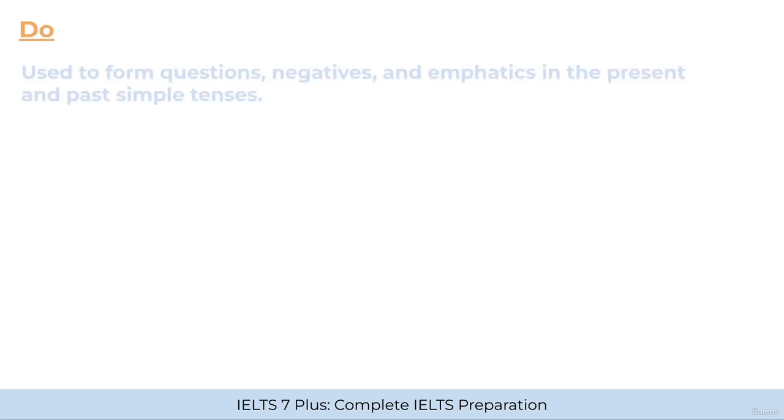And the last one, do. This is used to form questions, or in other words, interrogatives, negatives, and emphatics. And that's when there's emphasis on a certain part of the sentence, aspect of the sentence, in the present and the past simple tenses, not the future.